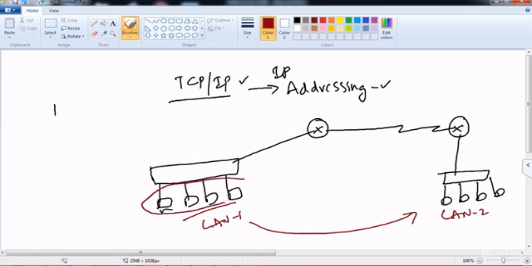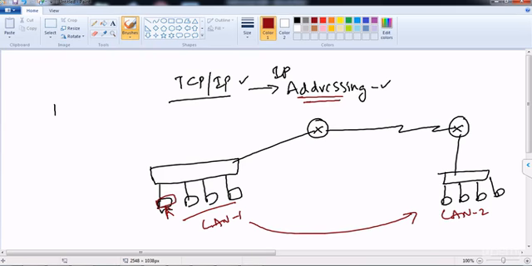Even if I want the users in the same LAN to communicate with each other, every device should have a unique address, and that address we call an IP address. So the IP address is the addressing scheme given to each and every device in the network. Just like every person is identified with a name, every device in the network is identified with an address, which we call an IP address.